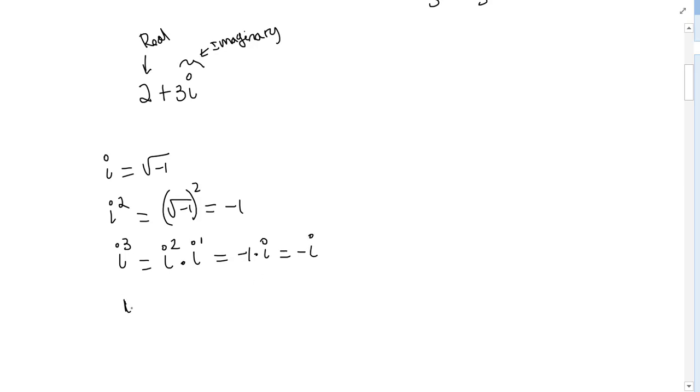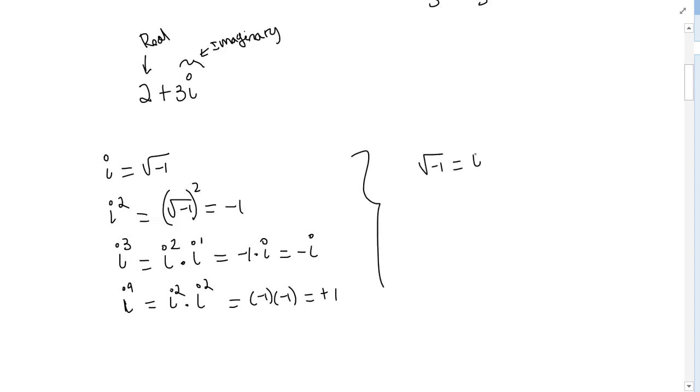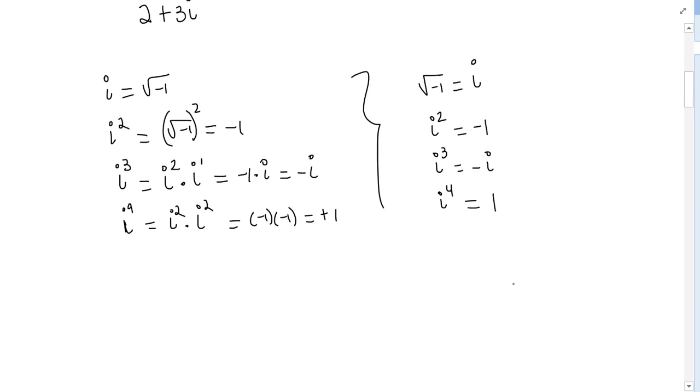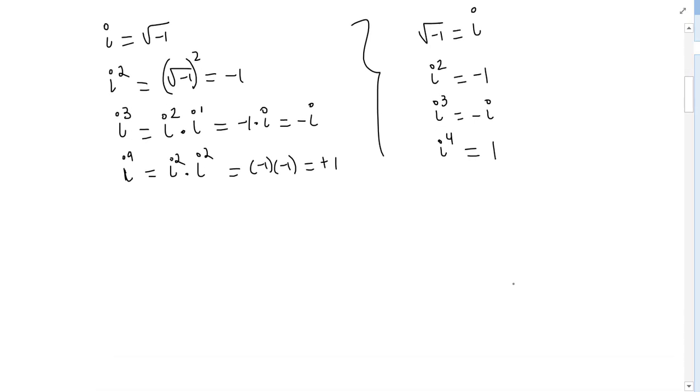And then what about i to the fourth? I to the fourth, we can say this is i squared times i squared. I squared is -1, so I can say -1 times -1, which gives us +1. So we can rewrite them as the square root of -1 is i, then i squared is -1, i cubed is -i, and i to the fourth is +1. And these are helpful for when we start doing operations with complex numbers in terms of simplifying.